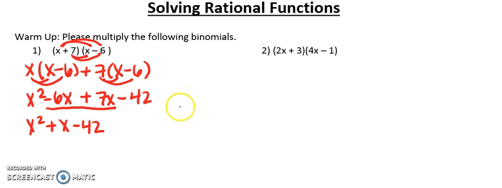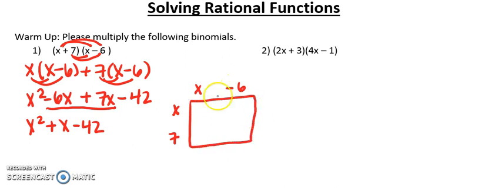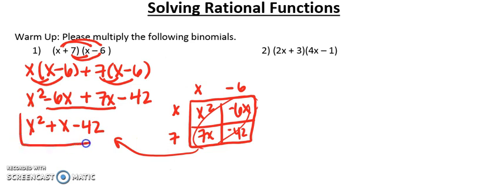Some of you also use a box method where you write the x and the 7 here and the x and the negative 6 here. And then you go through and multiply what matches up. So that'll be x squared. This will be negative 6x. This will be 7x. And this would be negative 42. And then you would combine these like terms here, and you would still get the same answer.